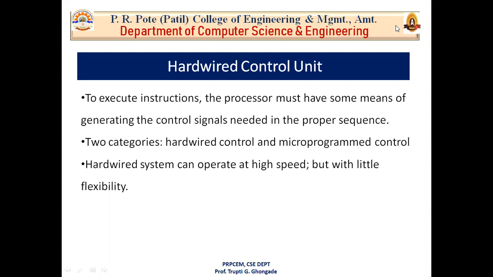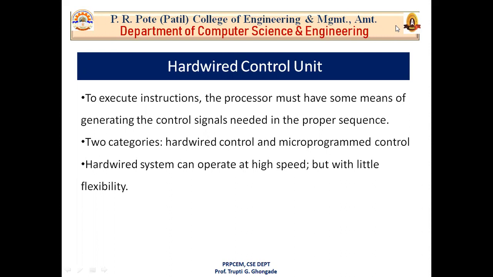In the previous lecture, we discussed how to execute a complete instruction by using a single processor bus. So now in today's lecture, we are going to discuss the hardware control unit. To execute a complete instruction, the processor must have some means of generating the control signals needed in the proper sequence. It means that to execute an instruction, there must be some control signals. Without generating control signals, the processor can't execute an instruction.